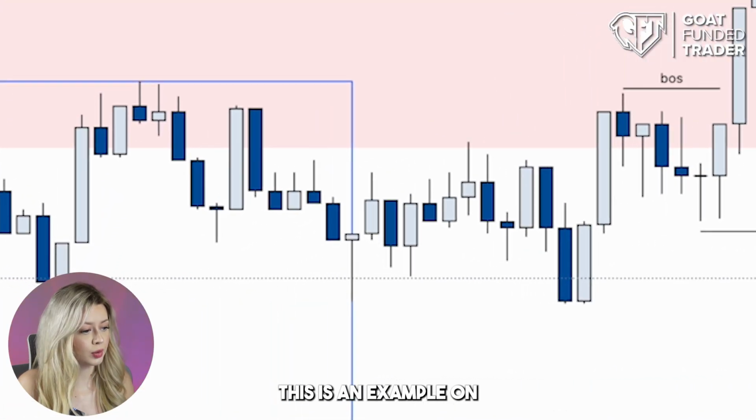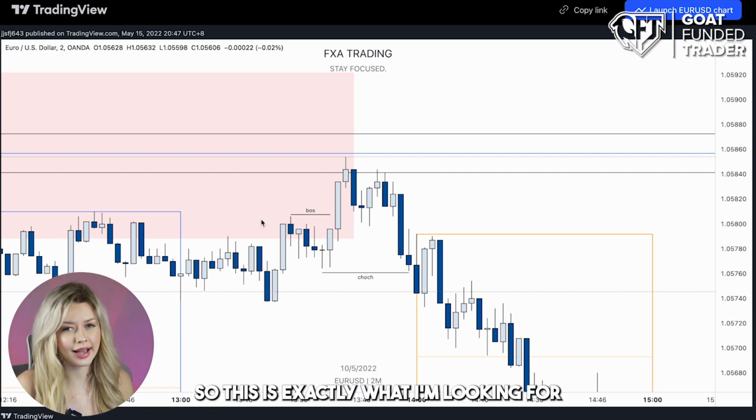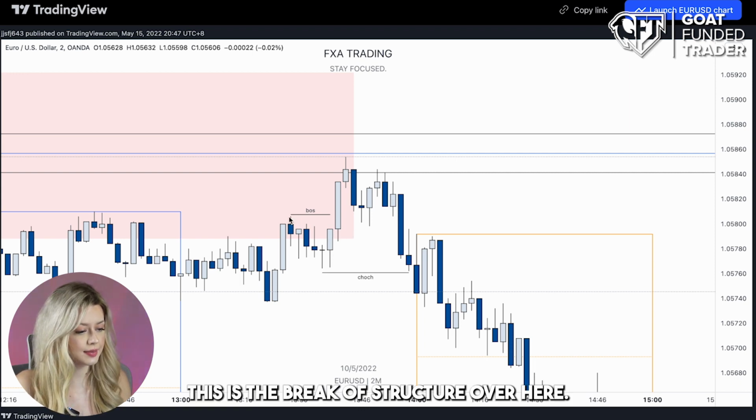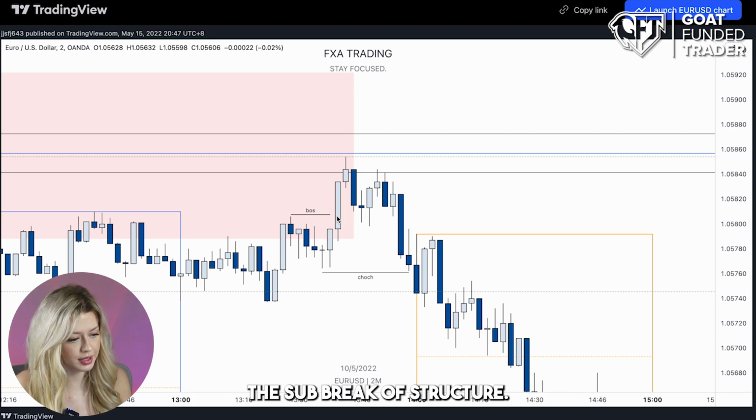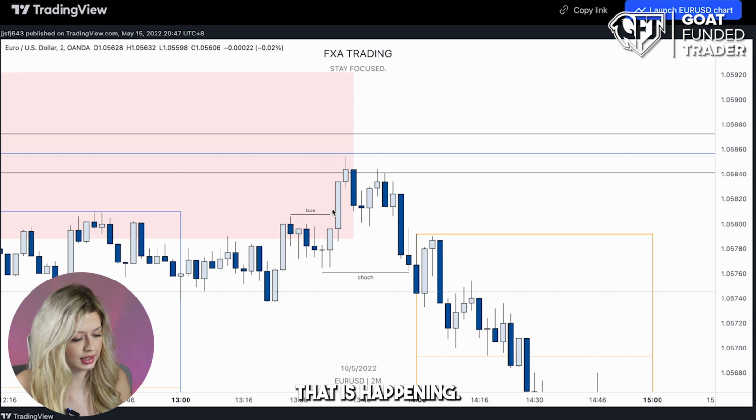This is an example on EUR/USD on 2 minutes. I'm a scalper again, so this is exactly what I'm looking for when taking entries. This is the break of structure over here, the sub-break of structure. This is the high, this is the low, and this is the break of structure that is happening.